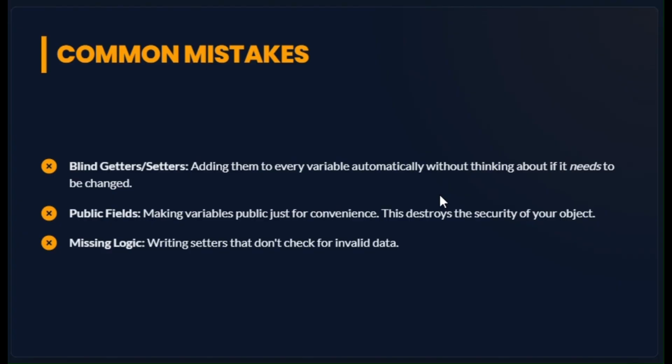Don't fall into these traps. The first is blind getters and setters. Don't just auto-generate them for every single variable. If a value should never change, like date of birth, don't give it a setter. Second, avoid public fields just to save time. It's tempting, but it's destroying the security of your object. And finally, always add logic to the setter. A setter without an if statement is just a public variable with extra steps.